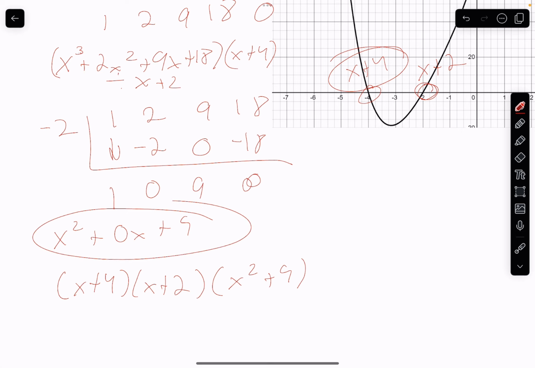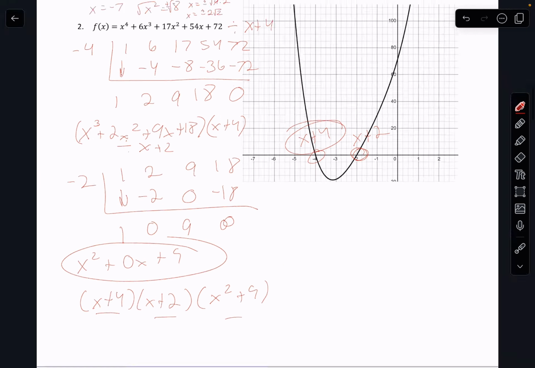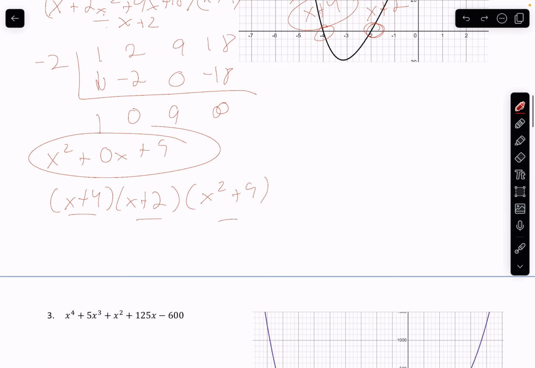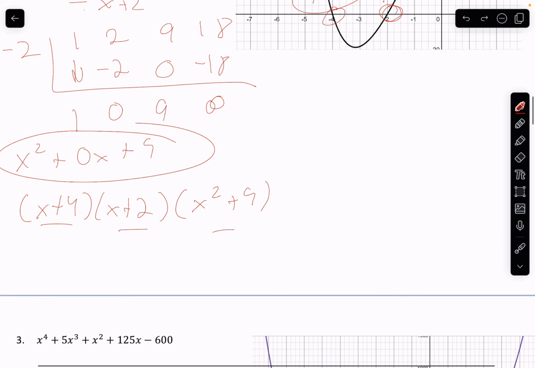All right. So if I were to FOIL all this out, I should get back what I started with, back in standard form. We're not going to do that because it's not going to help us in any way, shape, or form. So at this point, we look, okay, can we factor this anymore?